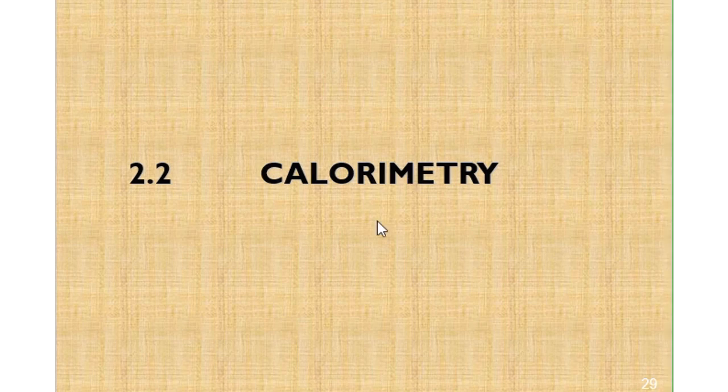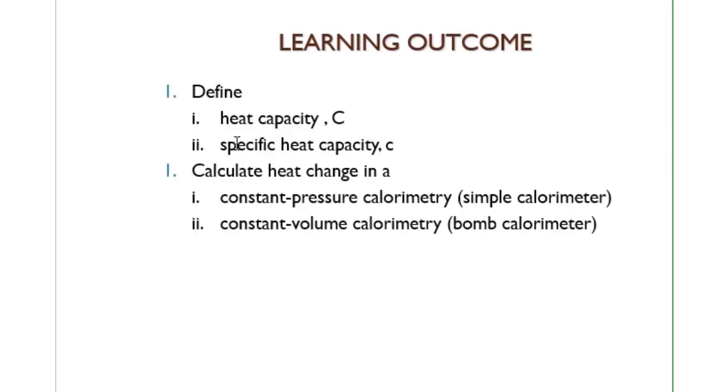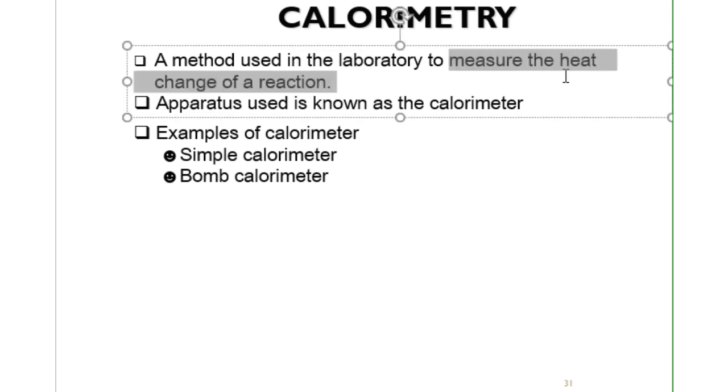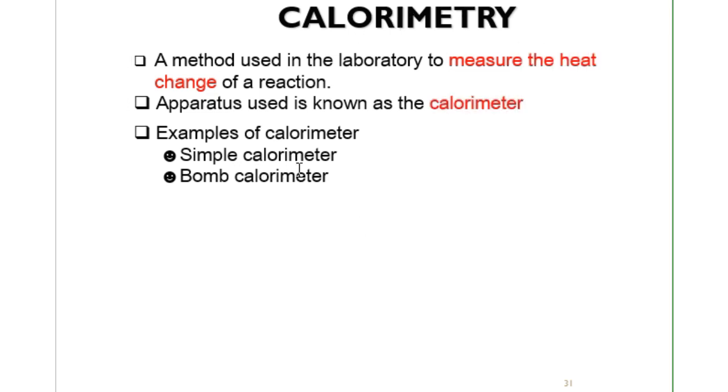This lesson is about calorimetry. First, we must know how to define heat capacity, specific heat capacity, and calculate heat change in two different systems: one is the simple calorimeter, another one is the bomb calorimeter. Calorimetry is a method used in the laboratory to measure the heat change of a reaction, and the apparatus is known as a calorimeter. So there are two: simple calorimeter or bomb calorimeter.